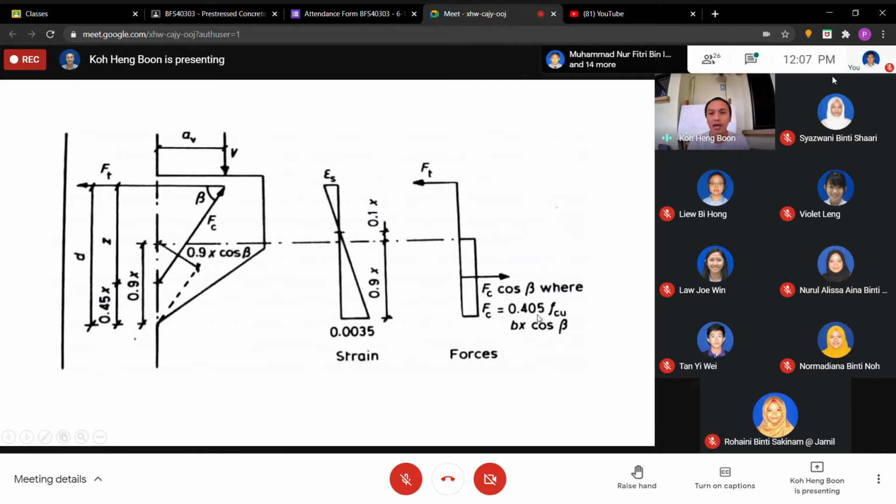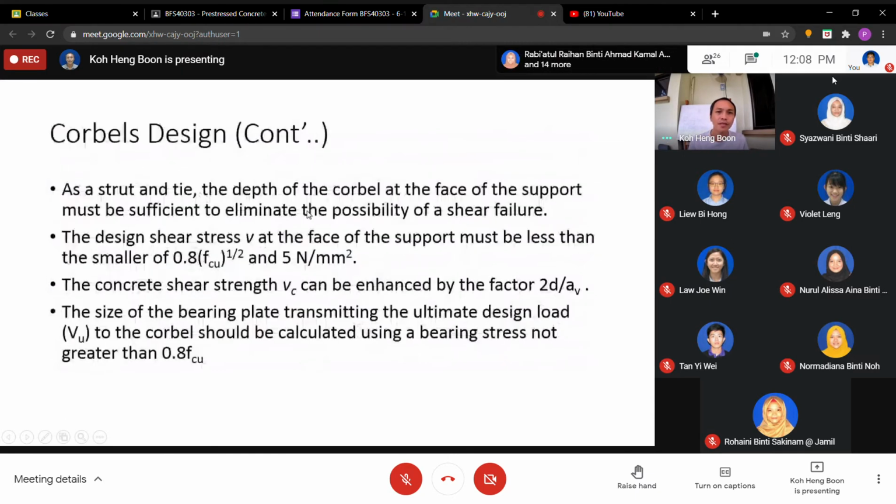Basically the compression force Fc equals 0.405 FCU Bx cos beta. The ultimate strain of the concrete in compression is 0.0035. So we can get the strain of the steel at this level, this is S. Same thing, this one is V, this is AV.